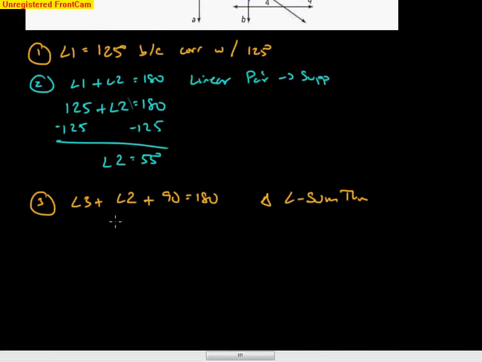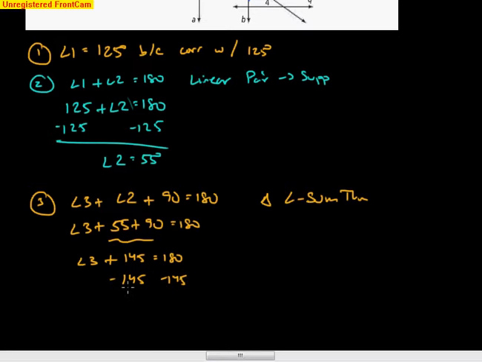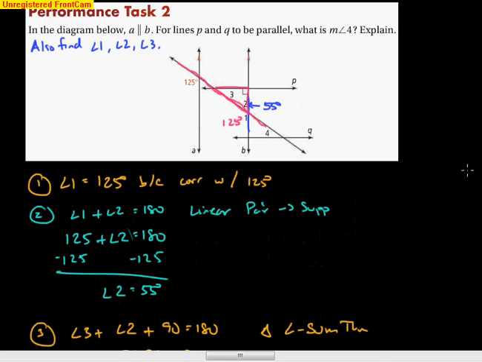And I know what angle 2 is. It's 55. So angle 3 plus 55 plus 90 is 180. I'll add these two together. Angle 3 plus 145 is 180. And I'll subtract 145, and angle 3 is 35 degrees. I'll go ahead and put that up in the picture. Angle 3 is 35 degrees. And now we need to move on to angle 4.